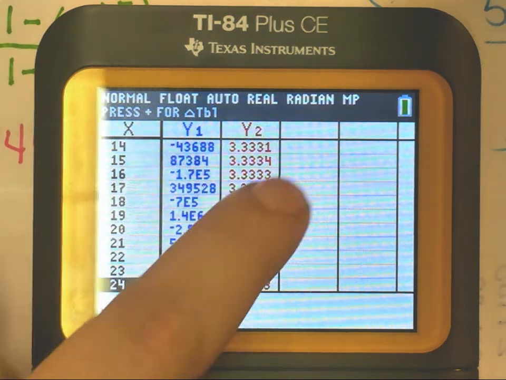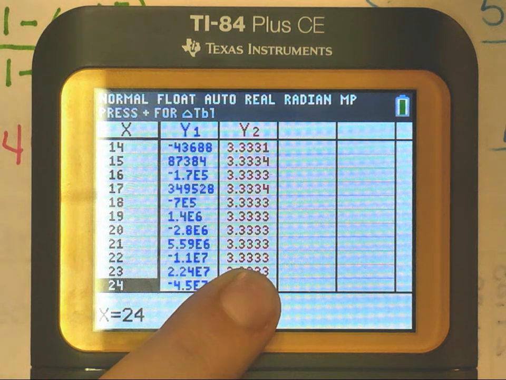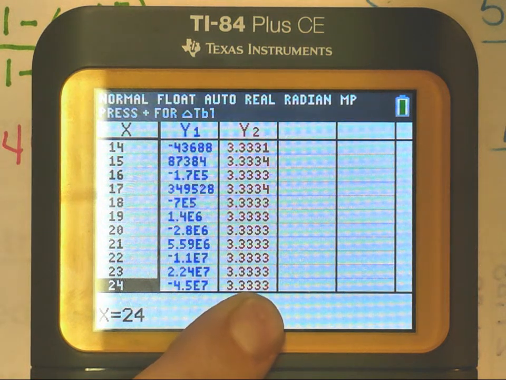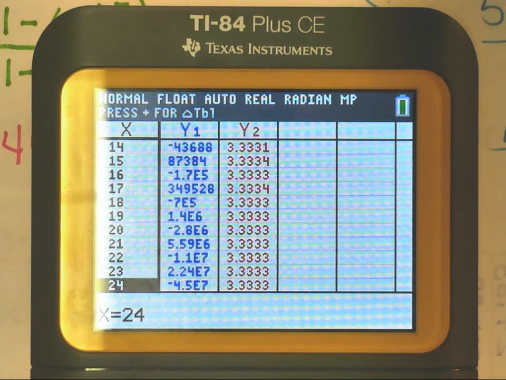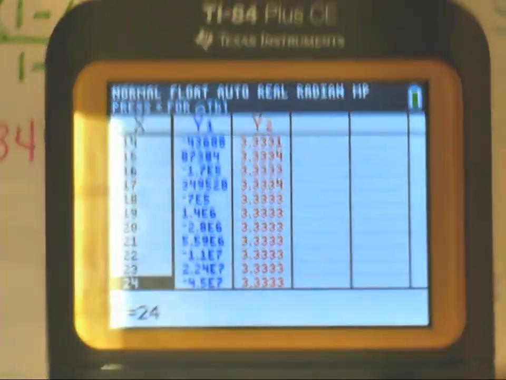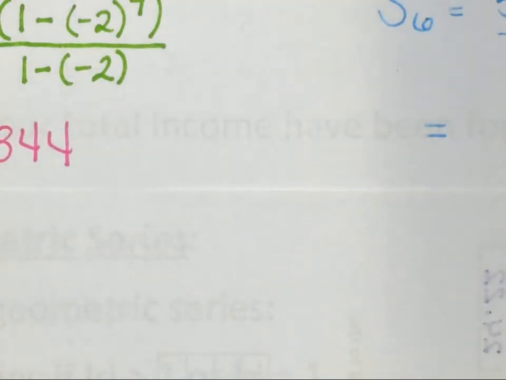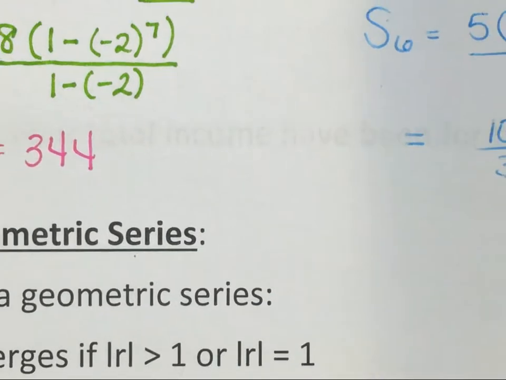3.3 repeating. You see how that's getting to 3.3 repeating? Over and over and over again? That's because these represent two different types of geometric series. And that's what I've got next.